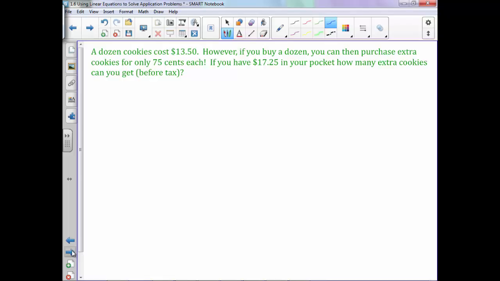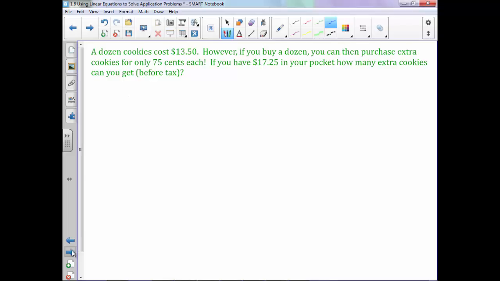So now we want to buy some cookies. The dozen is $13.50. However, we can buy extra cookies for only 75 cents. So if we have so much money in our pocket, how many of these extra ones can we get?